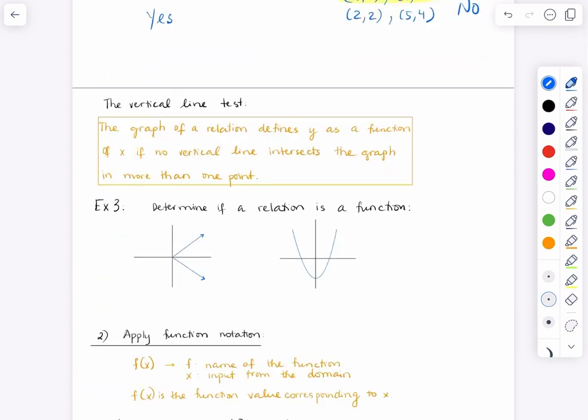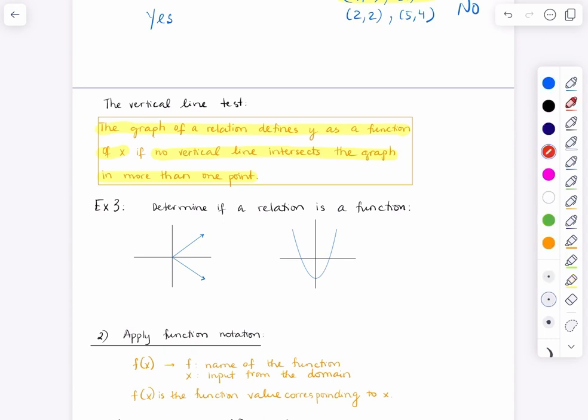If there is a graph of a function presented, we can use something called the vertical line test to determine if the graph given is the graph of a function or not. Here's how the test works. The graph of a relation defines y as a function of x if no vertical line intersects the graph in more than one point. Let's look at these two examples.